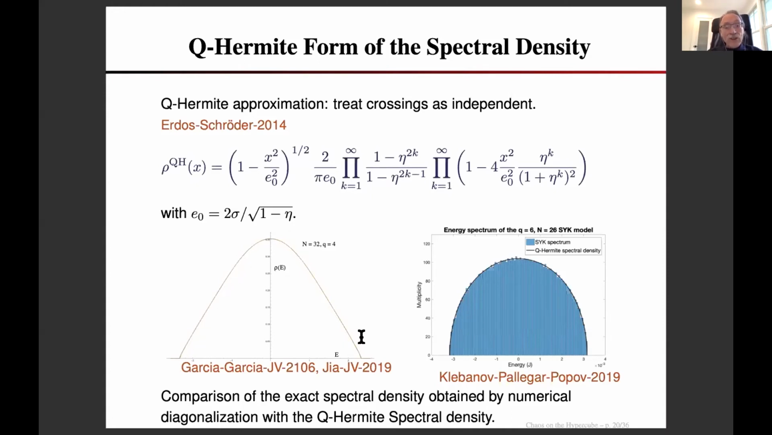There are 2 curves in these figures. I used a thin line, and they are extremely close. This is for n equal to 32 and q equal to 4. Spectral density of numerically calculated eigenvalues. This was done by Igor Klebanov and co-workers. Again, there's very close agreement with this formula, where this eta is actually calculated for finite n and finite q. There's no fitting, just plug it in, and then you get this agreement.